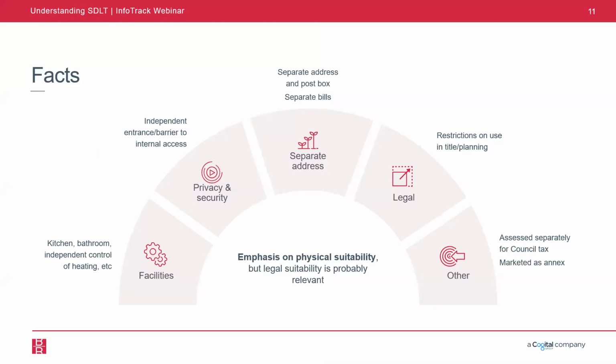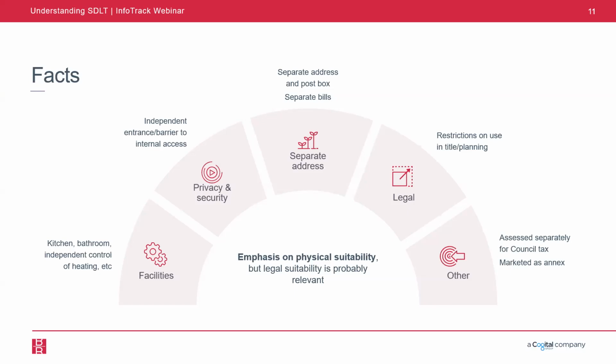And these are the things that I think reasonably the revenue take into account. So in determining whether part of a house, an annex, a lower basement flat perhaps, is suitable for use, look at, in the first instance, those physical facilities. Does the relevant part have a kitchen, bathroom, independent control of heating, electricity, water? Is there an independent entrance? If there's internal access, understand whether that's lockable and could create a barrier to give the occupants of both parts adequate privacy and security.